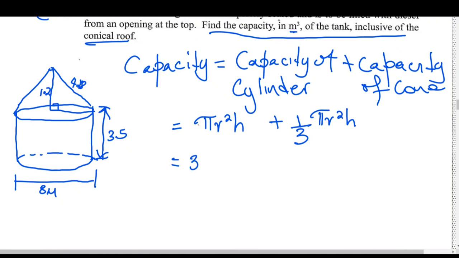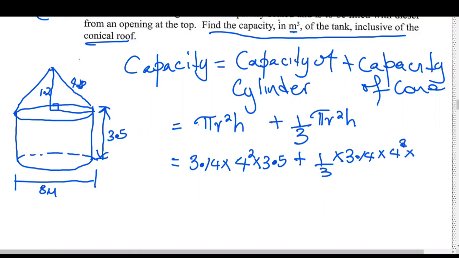Pi was given as 3.14. The radius of the cylinder is actually 4. And the height of the cylinder, this is 3.5. And if we want to work out the capacity of the cone, 1/3 pi, same r, but the height is different for this one. It's 1.2. So we're paying attention to the capacity of the cylinder plus the capacity of the cone.